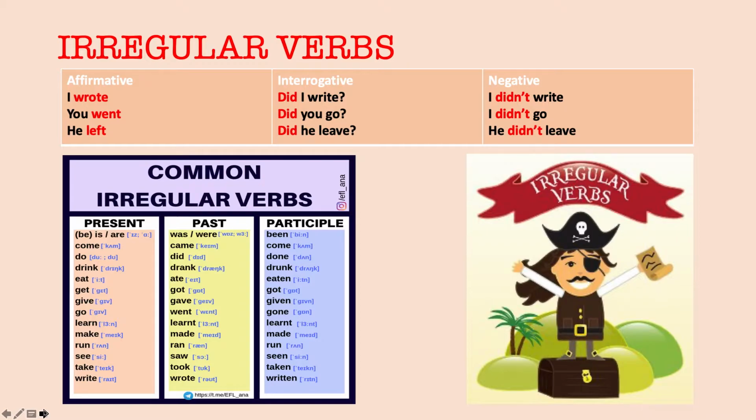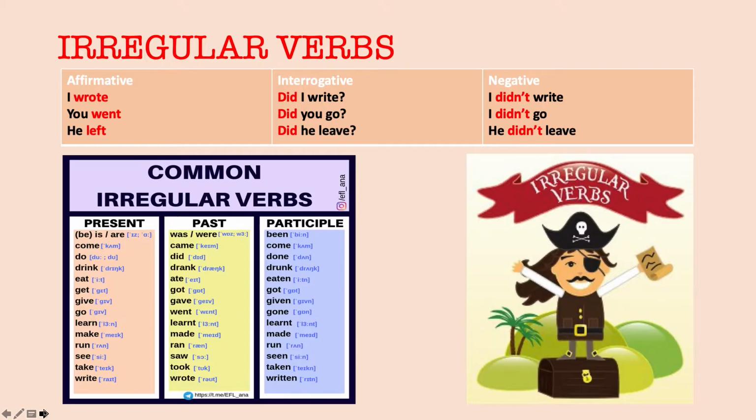Now in questions and negatives, we use the auxiliary verb did and the simple form of the main verb. So we say, did I write? So when we use did, the verb goes back to its basic form, did I write? We don't say did I wrote, we say did I write. Did you go? Did he leave? I didn't write, I didn't go, he didn't leave. So notice how the verb goes back to its basic form when I use did or didn't.